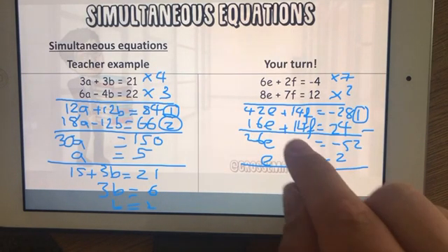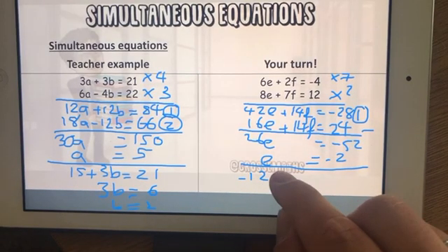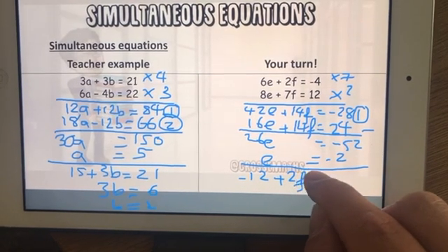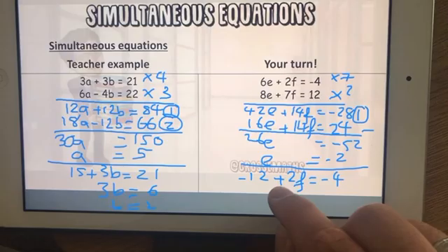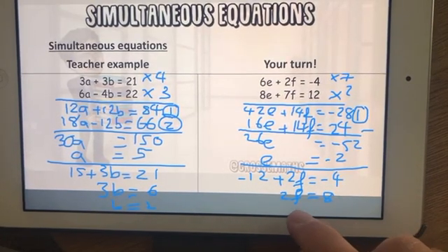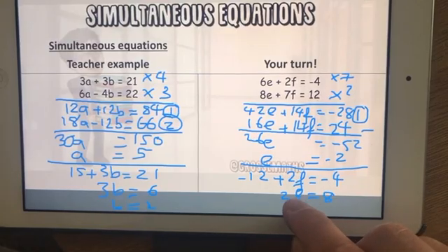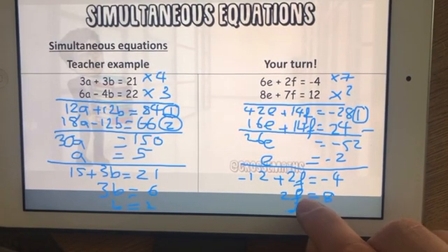6 lots of minus 2 is negative 12. So the top one has got negative 12 plus 2f equals minus 4. Again, follow your rules of solving equations and it'll be okay. Add on 12 to both sides. 2f equals positive 8. Divide by 2. f equals 4.